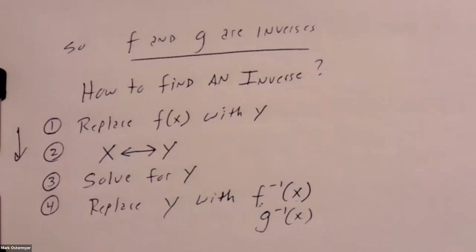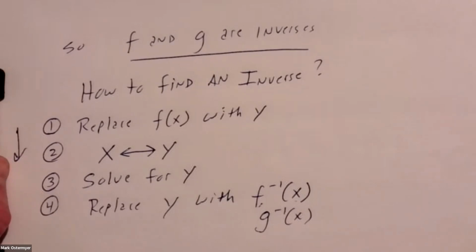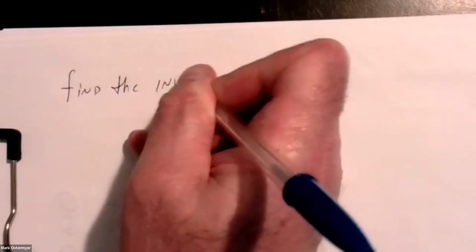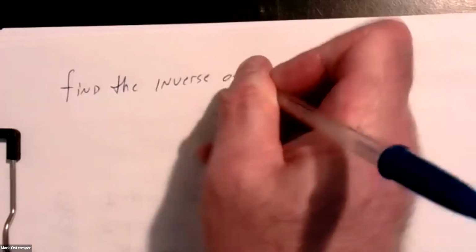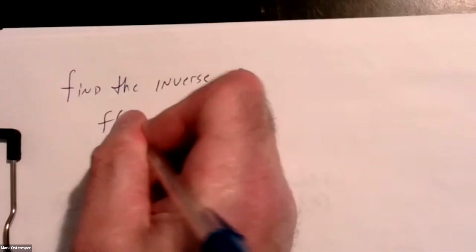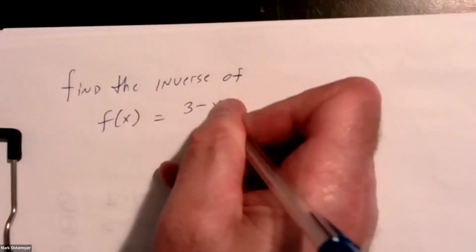Now let's see if we can apply it to an actual example here. All right, so those are the steps. So here's a classic typical problem that you'll be confronted with in the near future. It'll say find the inverse of this function f of x, which is 3 minus x over x plus 3.